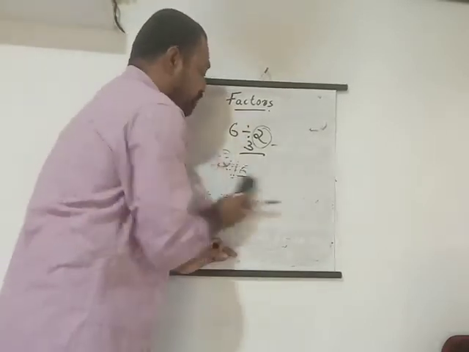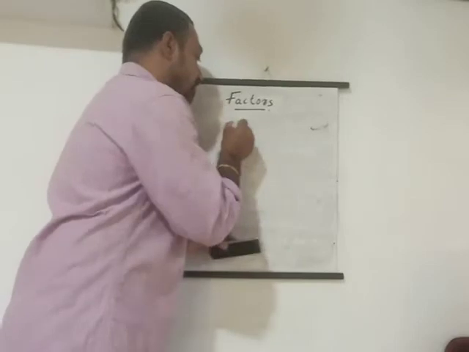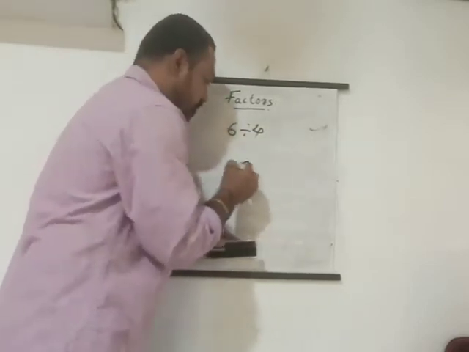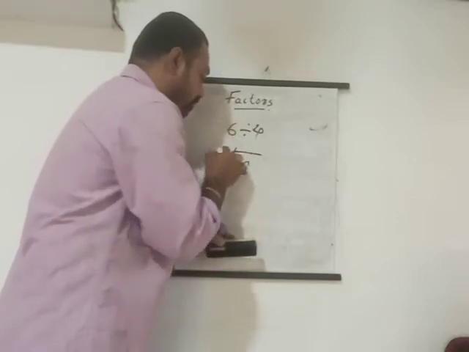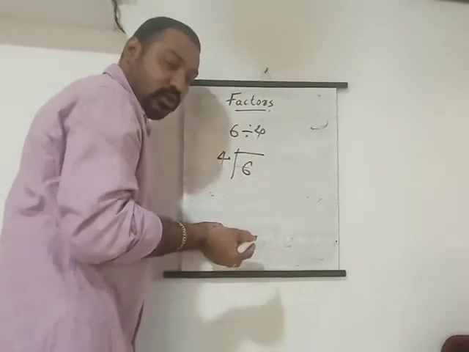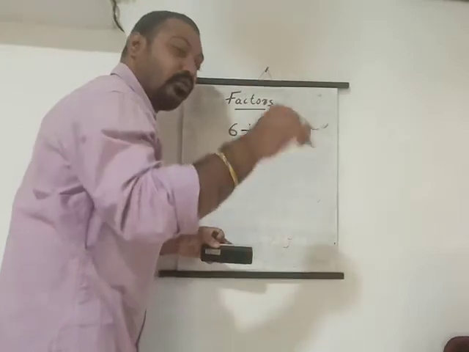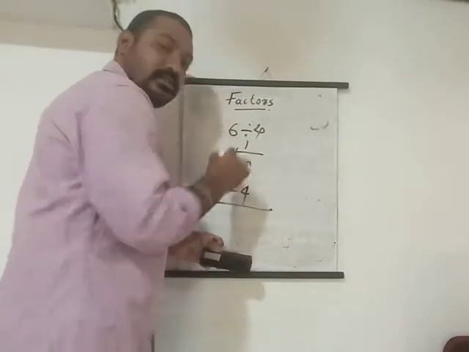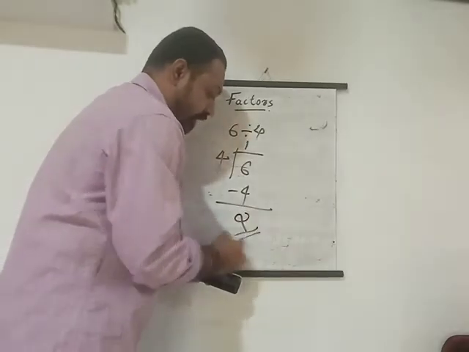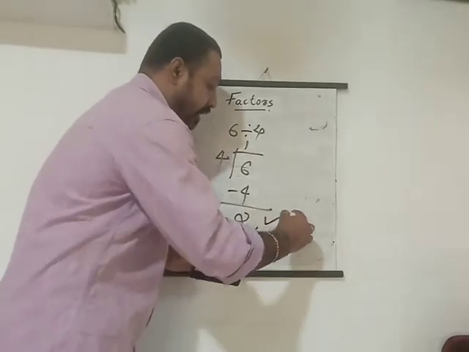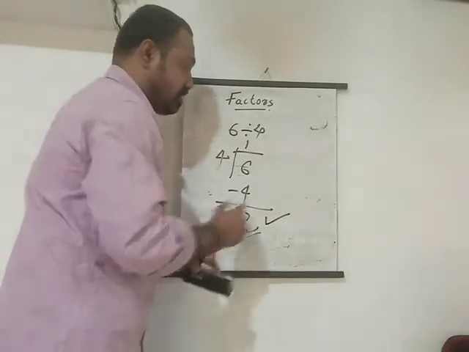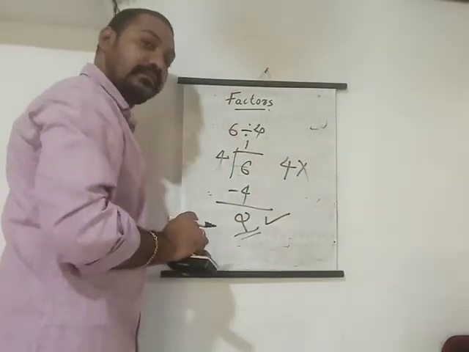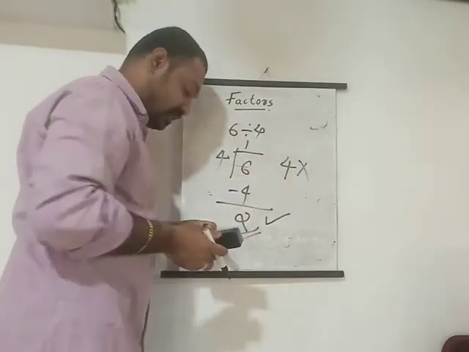So shall we check with 4? 6 divided by 4. 1 4s are 4, 2 4s are 8. We cannot write 2 4s are 8. 1 4s are 4, then only we can subtract. 6 minus 4, 2 we get. That means it leaves a remainder 2, not 0. That means 4 is not a factor of 6. Understand? So what are the factors of 6?